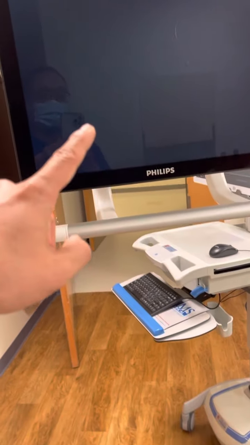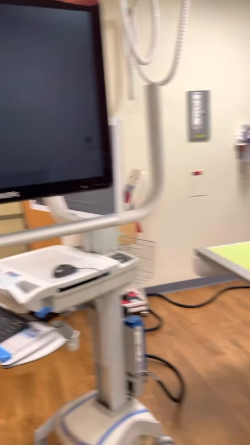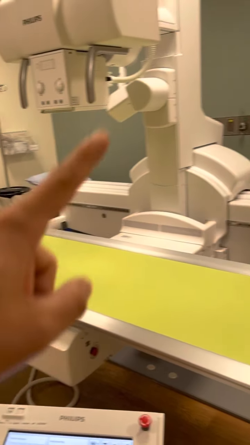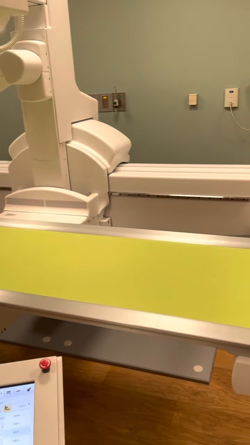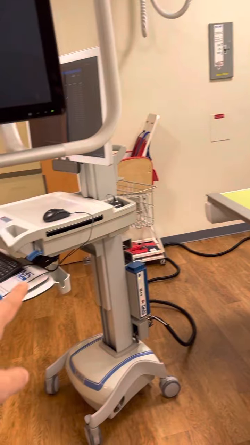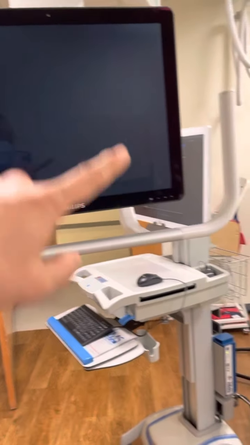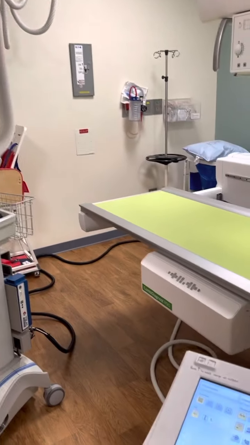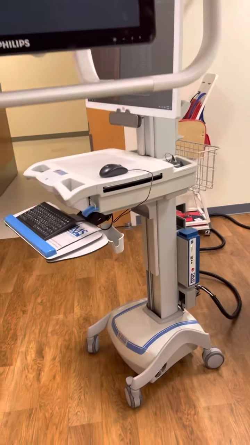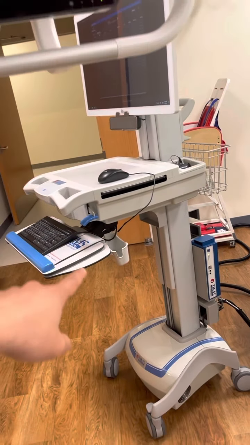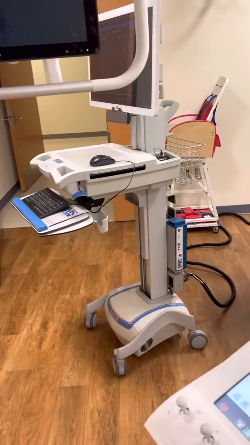And then this is a monitor I can move around. The machine only knows the ceiling and bottom and left and right wall, and doesn't know the location of the cart or the monitor. So make sure they are out of the way before you move the table. The other cart is for modified barium swallow annotation, not for a radiologist. And that's pretty much it.